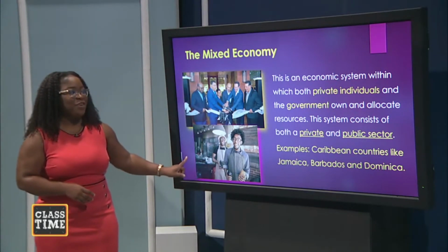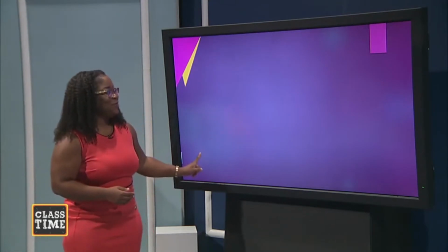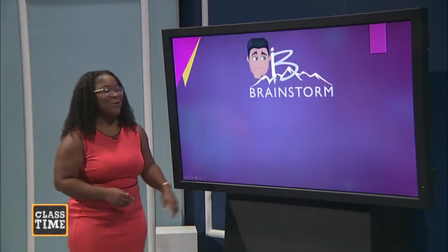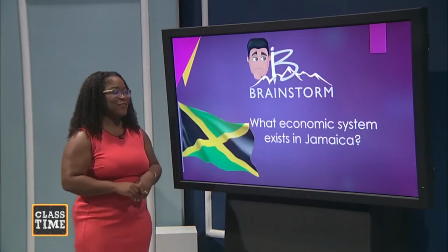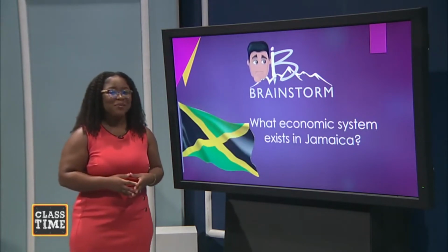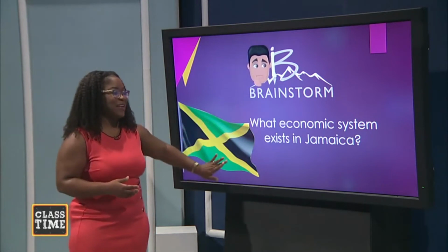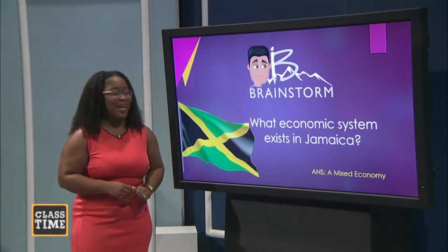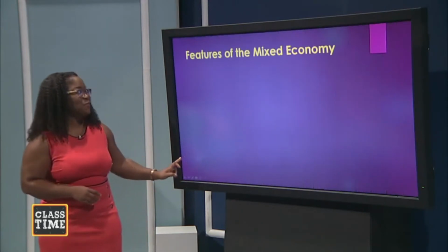Now, let's look at the features. And I know in looking at the features, you will be able to relate because this is what exists around us. Oh, before we do, remember, we had a brainstorm. Let's look back at the brainstorm. So based on the description of our mixed economy, you should realize by now that the economic system that exists in Jamaica is actually a mixed economy. Let's look at the features now.